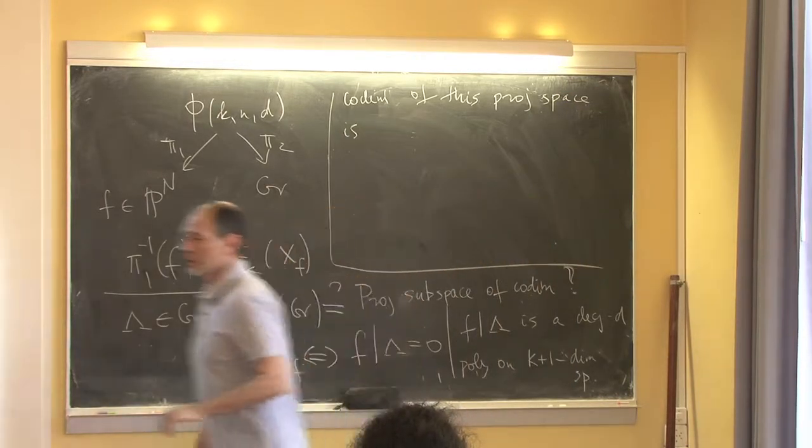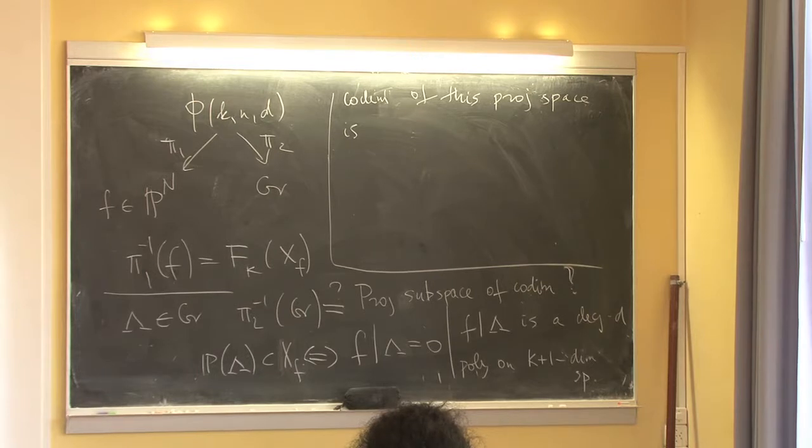So how am I doing on time here? I think I spent too much time. Yeah. 56. Okay.